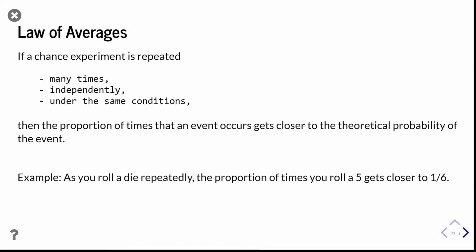It's 1 out of 6, which is much lower than 40%. But if I roll that die over and over and over again, I'm probably not going to see a 5 40% of the time. If I do, then I think that die might have something strange going on with it. It's not a fair die.